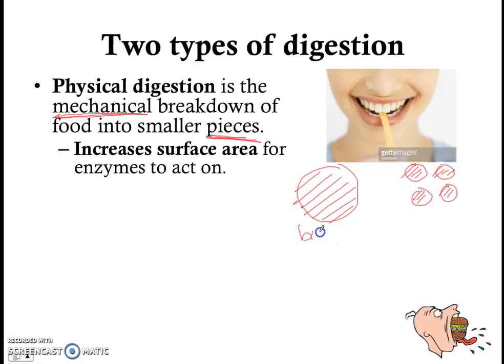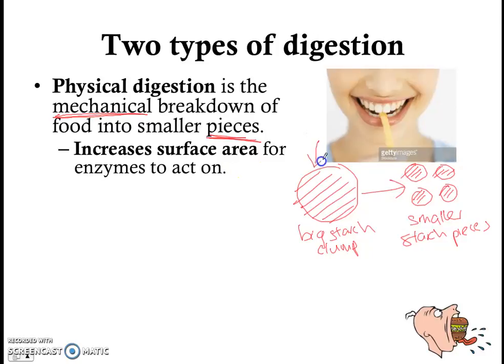So maybe this is a big starch clump. You break it down into smaller starch pieces. Notice that there is no change in substance. On this side is a big piece of starch, and on this side we get smaller pieces of starch. It's still starch. But the main reason why we have physical digestion is so that we can increase the surface area for enzymes to act on.